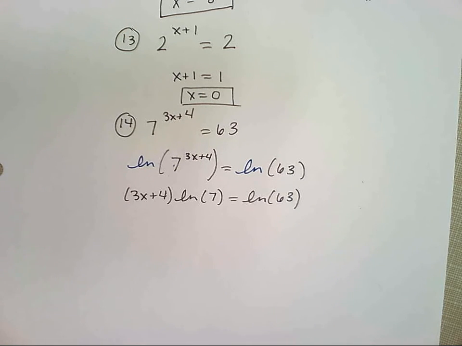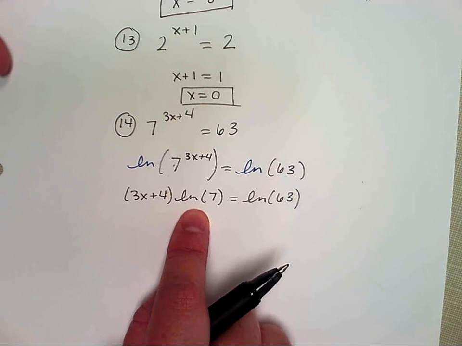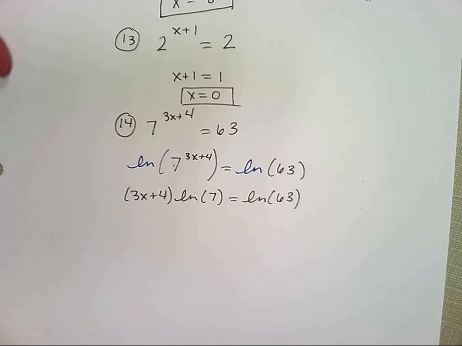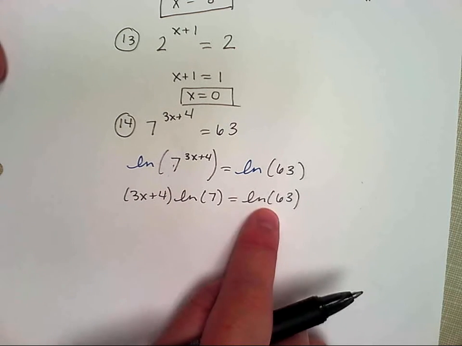4.14 something. Some ugly number, right? Okay, so this is a number. ln of 7 is a number. So even though it says ln of 7, it says ln of 3, those are just numbers. They're ugly numbers, but they're numbers. So now I have a number times this equals a number.